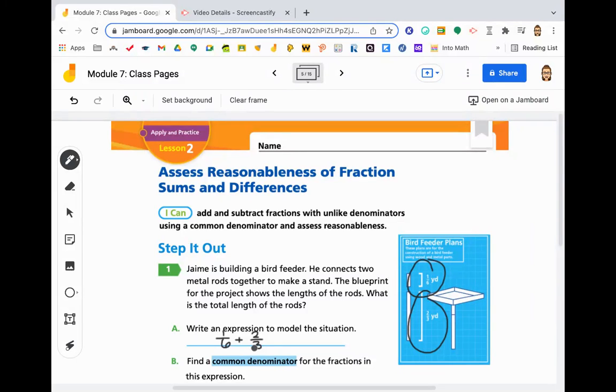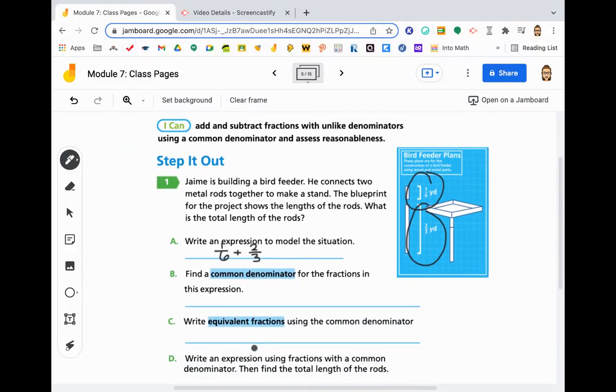So it says find a common denominator for the fractions in this expression. Well, if we look at our 6 and our 3, and we list out our multiples of 6, we have 6, 12, 18. If we list out our multiples of 3, we have 3, 6, 9, 12, 15. So we'd see that 6 is our smallest one. So our common denominator, or a common denominator, is 6.